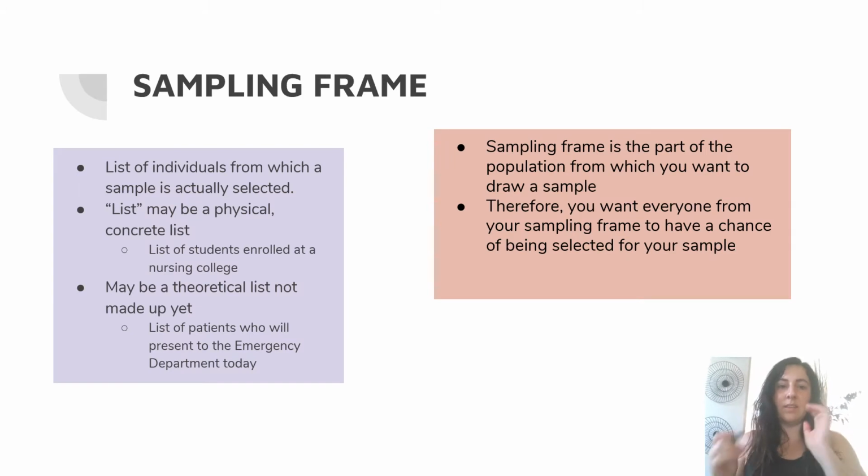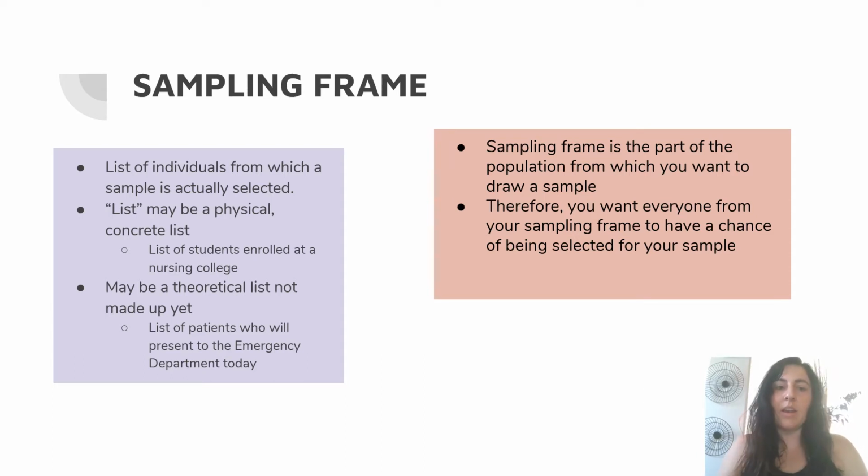Okay, so now let's look at sampling frame. A sampling frame is a list of individuals from which a sample is actually selected. The difference between a sampling frame and a population is that the sampling frame is more specific. It's the objects or the specific individuals that you want to use, and your population is more generic.